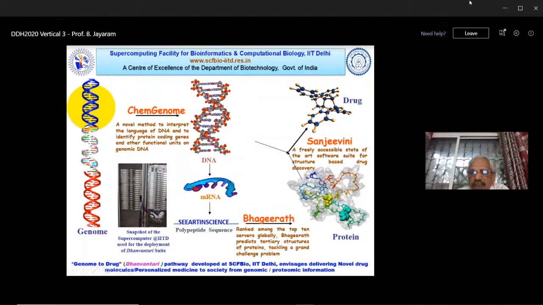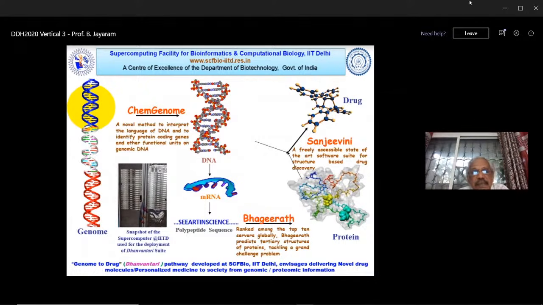So once you have the structure of the protein, you can also create a structure of the DNA if you want the DNA to be the drug target, or the microRNA if you want, right? Then we are in the business of structure-based drug discovery, creating a small molecule which will mostly inhibit, but sometimes may activate. We'll talk about it subsequently. So this is the Sanjeevani software that does the job of finding a molecule which will inhibit the function of this protein. We also have the methods for DNA targeted drug discovery. I'll share with you some of the ideas.